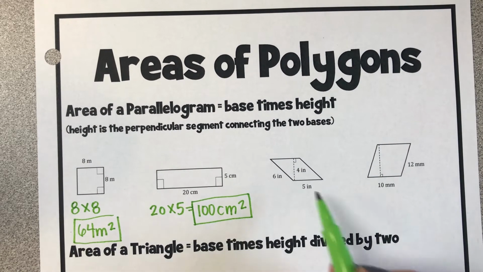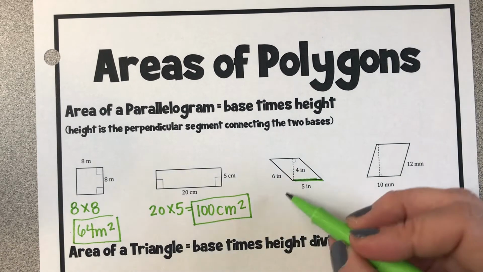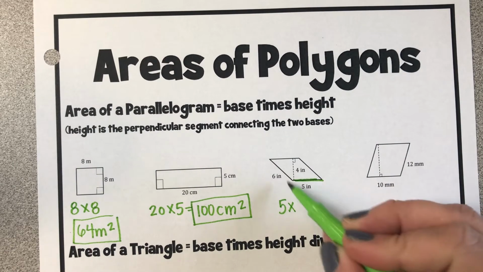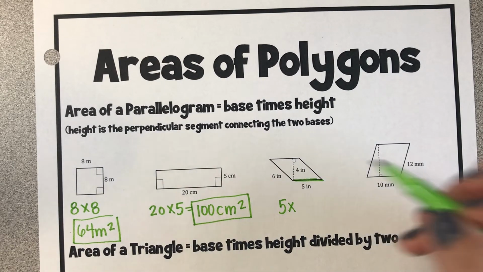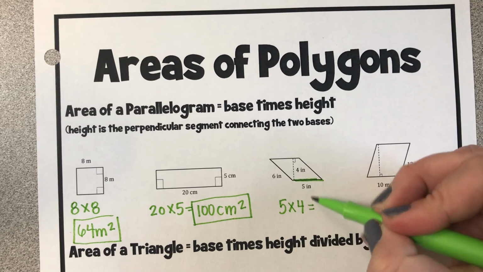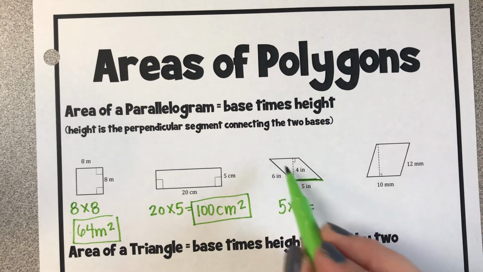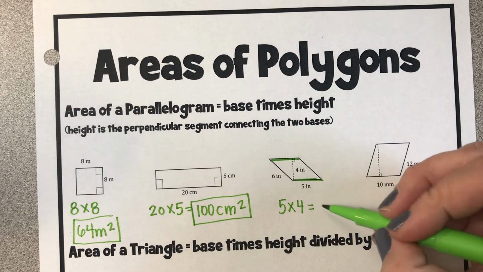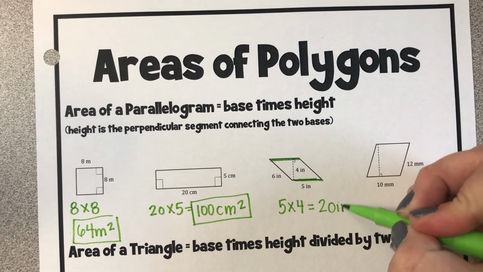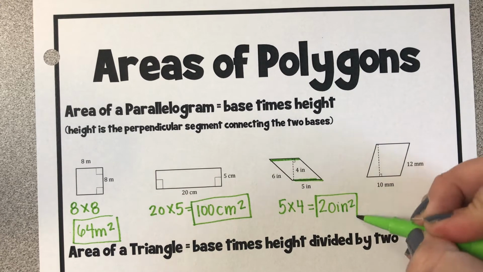On this next one, the base of this parallelogram is 5. The height, is it 6 or is it 4? It is 4, because that's the perpendicular segment that's connecting the bases. 5 times 4 is 20 inches squared.